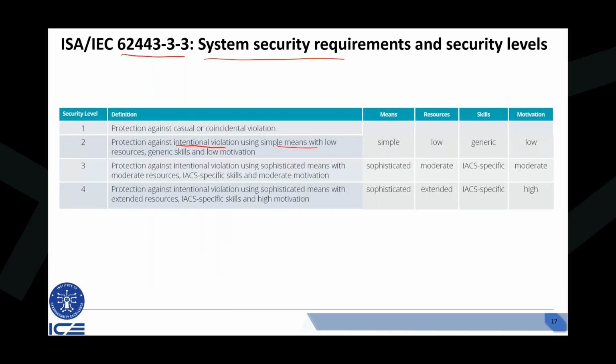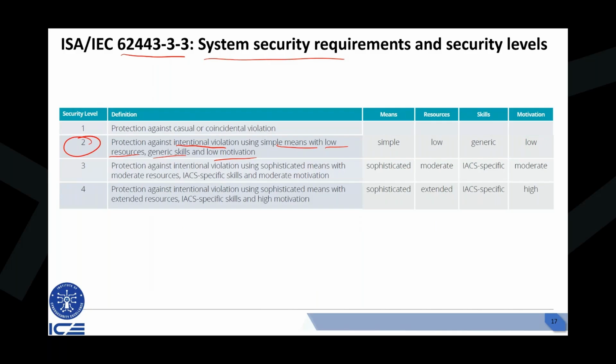It requires low resources on the part of the attacker. It requires generic skills. They don't have to be a hacker guru to make it happen, and low motivation. They're just passing by. The boss yelled at the person and he's just upset. He said, well, let me just turn off the computer to teach him a lesson. It's low motivation. They are not motivated by, I'm going to get $1 million if I shut down this facility, and all those things. Then the protection you need to implement is at security level 2.